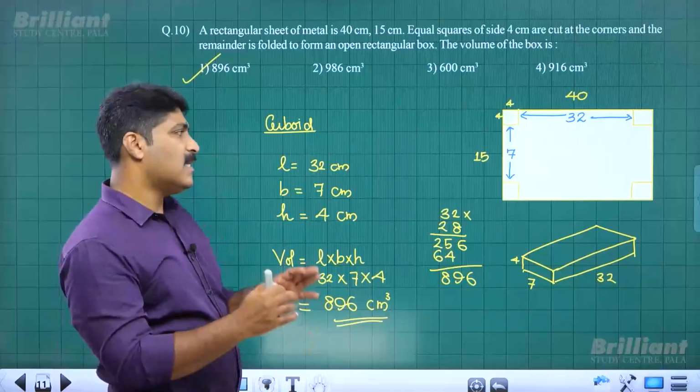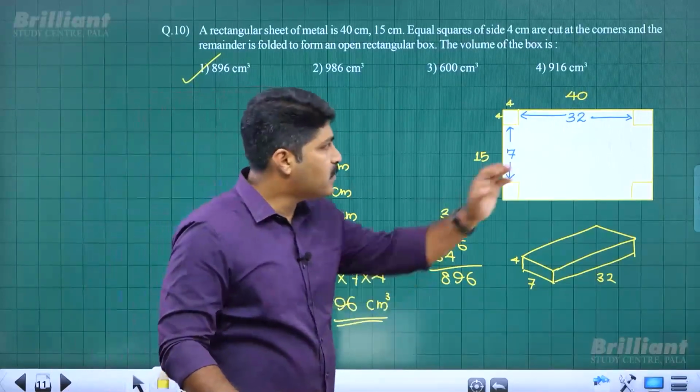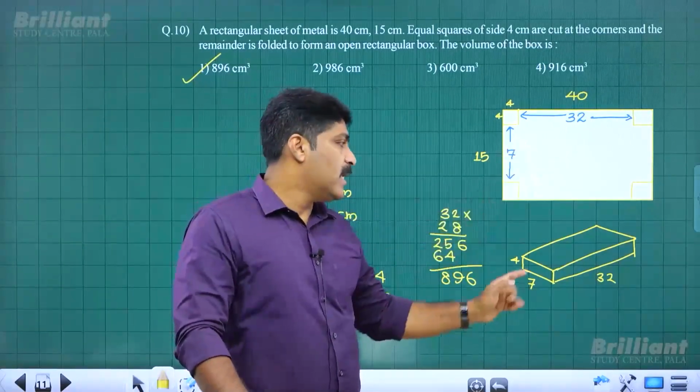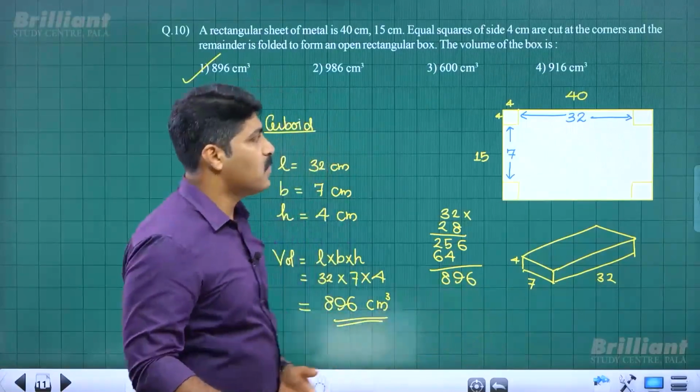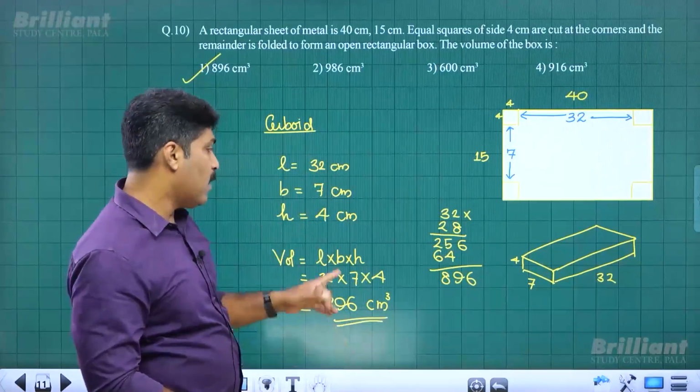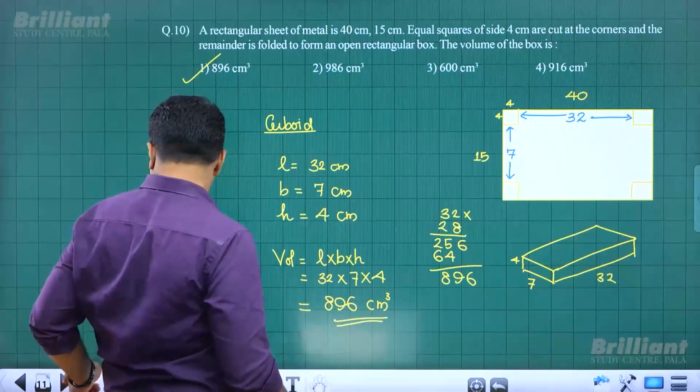Got it? So that's a simple geometrical understanding. From this diagram, we have to consider which will be the length and breadth of the figure. Based on that figure, we have to apply this result for finding the answer.